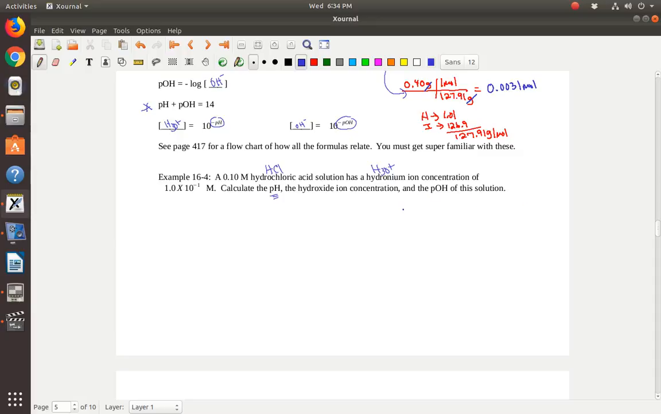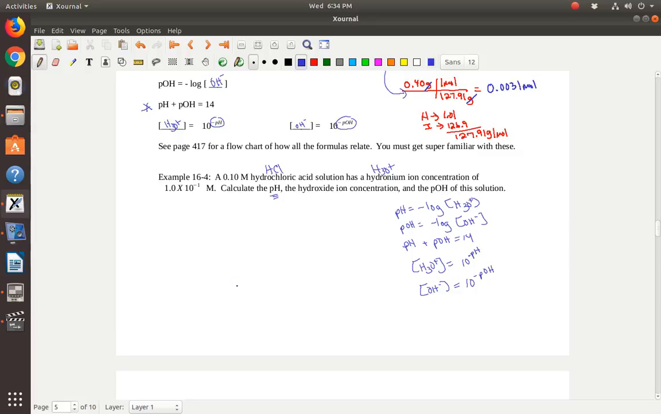I'm going to write down all the formulas that we know. We know that pH is the negative logarithm of the hydronium ion, or the hydrogen ion concentration. We know that pOH is the negative logarithm of the hydroxide ion concentration. We know that pH plus pOH is 14. We know the concentration of the hydronium ion is equal to 10 to the negative pH. We know the concentration of the hydroxide ion is equal to 10 to the negative pOH. All of these formulas we will have.